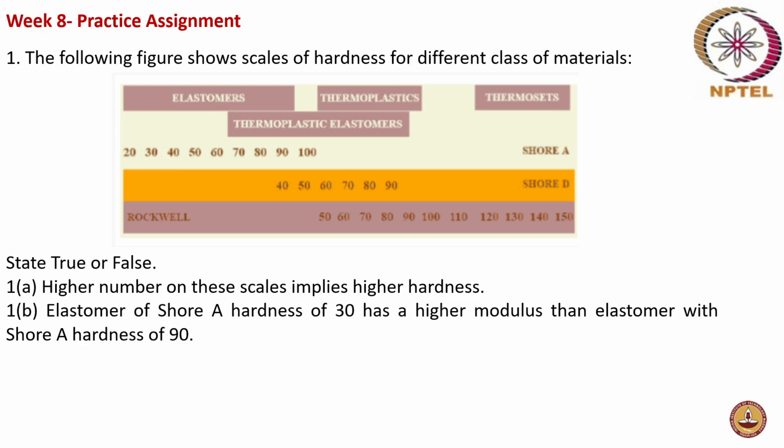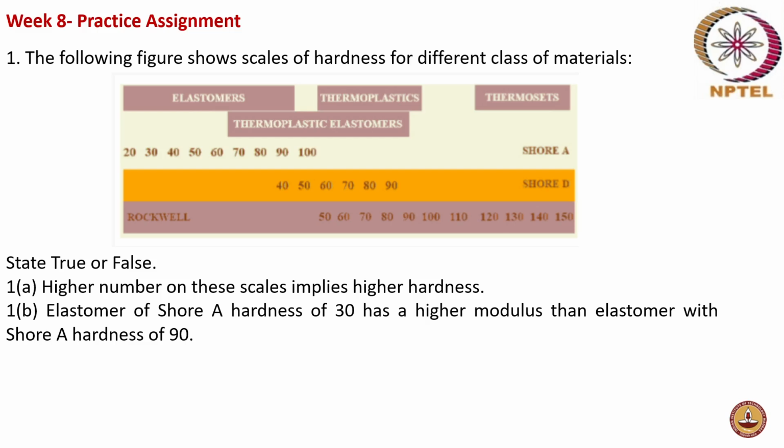The second question is, an elastomer of Shore hardness of 30 has a higher modulus than an elastomer with Shore hardness of 90. Is it true? They've given two elastomers, one with a Shore hardness of 30 and another with Shore hardness of 90. The question asked is whether the material having Shore hardness 30 will have higher modulus than the material having Shore hardness of 90. Is it true or false? The answer is actually false.